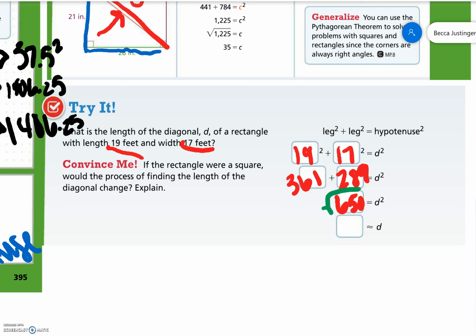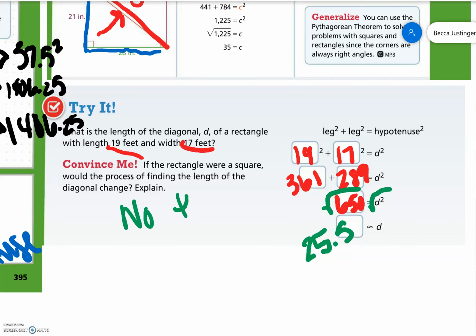We have to square root. So we take the square root. If I can get my calculator open. Take the square root of 650 and we get 25.5 about.